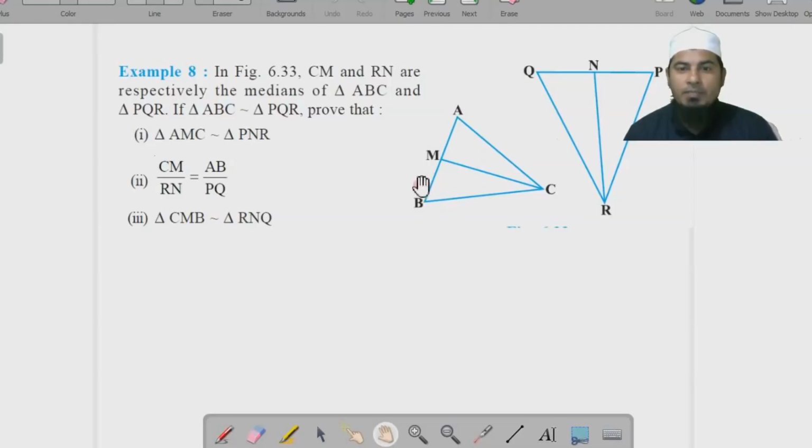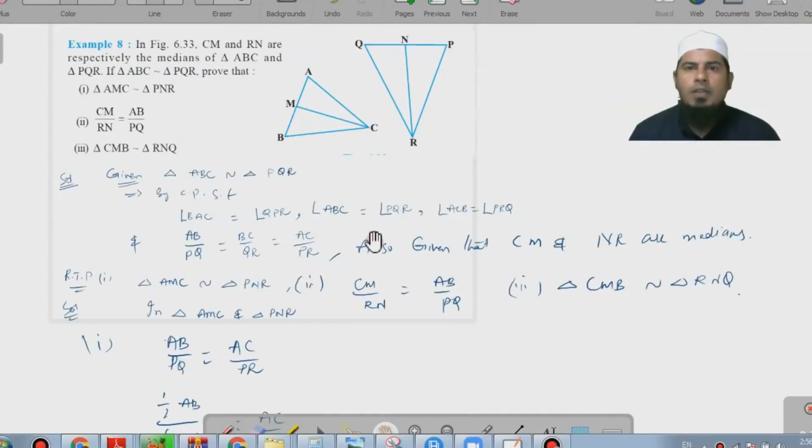So the bigger sides' ratios are in proportion because the two triangles are similar, and we can apply that. If two sides' ratios are the same, the halves will also have the same ratio. AB by PQ will be equal to AM by PN because AM is half of AB, PN is half of PQ. From that we get the SAS similarity criterion can be used. So see how the solution is obtained. Let us understand the solution for this.